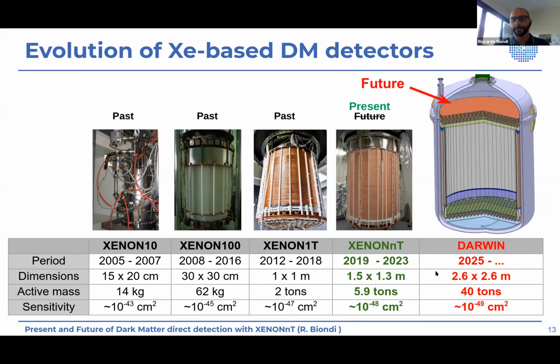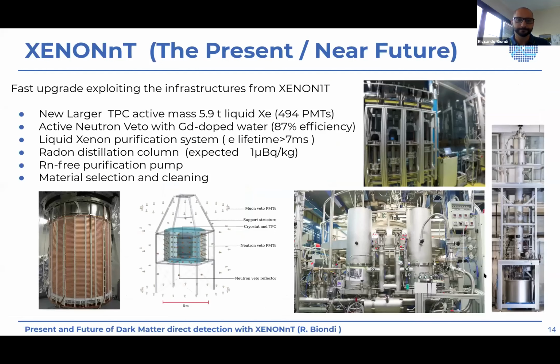I will also mention the Darwin detector, that is a proposal for the future. The XENONnT, so the present or near future, better to say, of this field. When XENONnT was built, all the subsystem infrastructure were thought to have a fast upgrade for a larger TPC detector. In fact, we have a new TPC that contains 5.9 tons of liquid xenon, and it is instrumented with almost 500 photomultiplier tubes that you can see here.